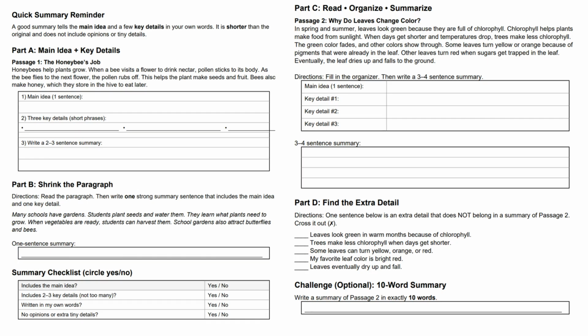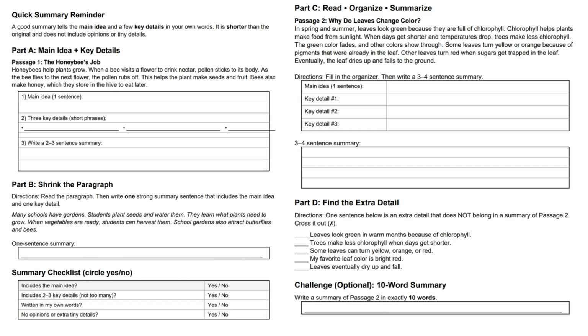The paragraph is about school gardens. Remember, one sentence is not enough space for every small detail, so focus on the main idea and one important detail. For part C, read passage 2 about why leaves change color. As you read, look for the main idea first, then look for 3 important details that explain the main idea.